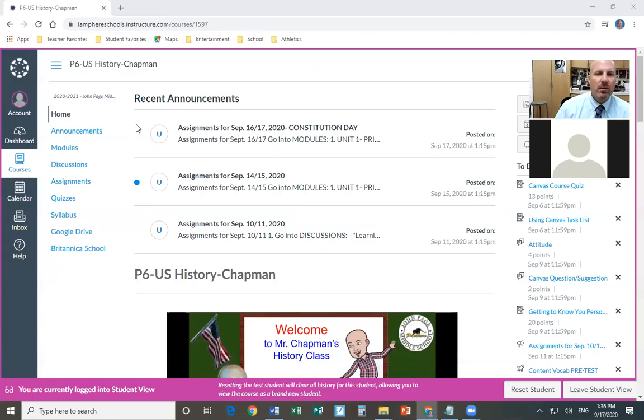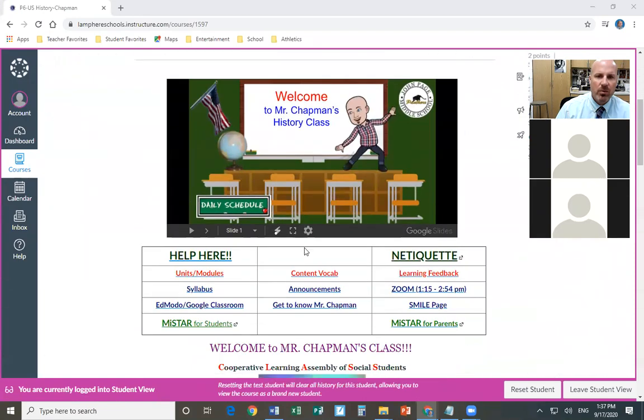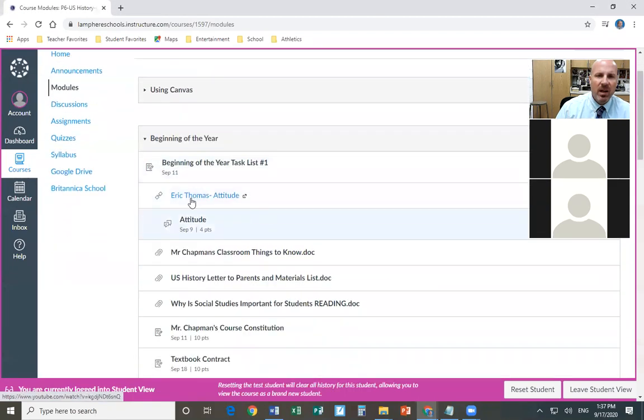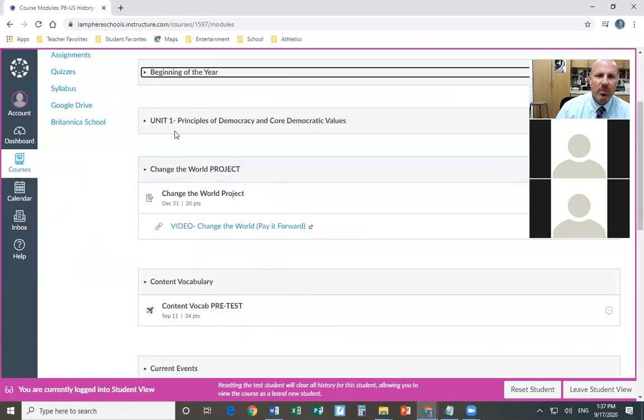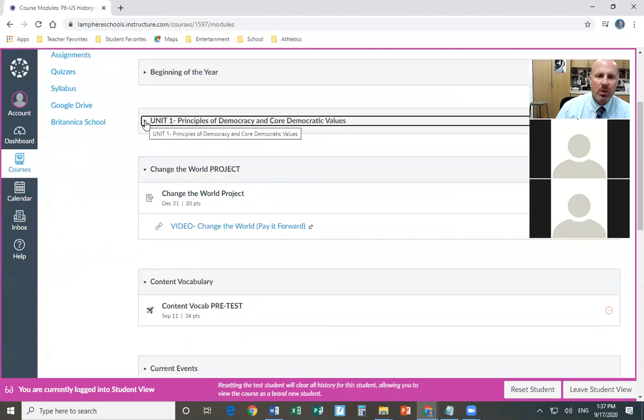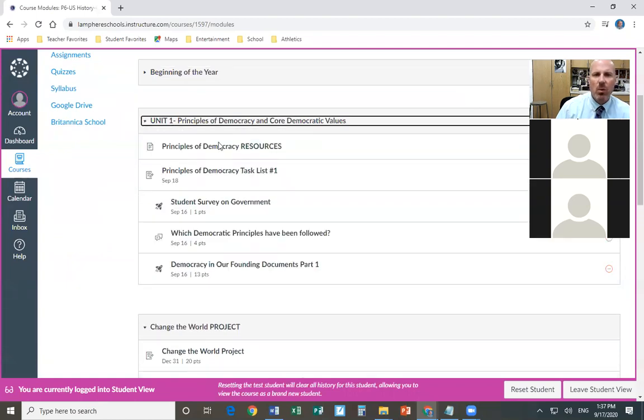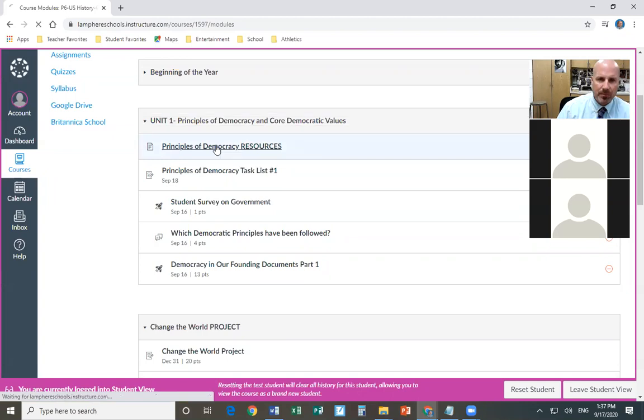Okay, so what we're going to do now is go over the Principles of Democracy notes. So where do we find that? Well, on our homepage here, you can go to Modules, which is right here, or you can scroll down and go to Units and Modules here. Because this is the Principles of Democracy unit, we're going to go into Principles of Democracy Unit 1. We're going to go to Resources here.